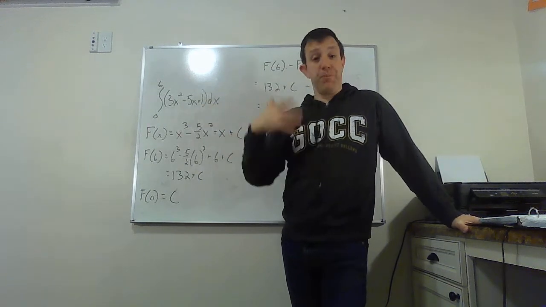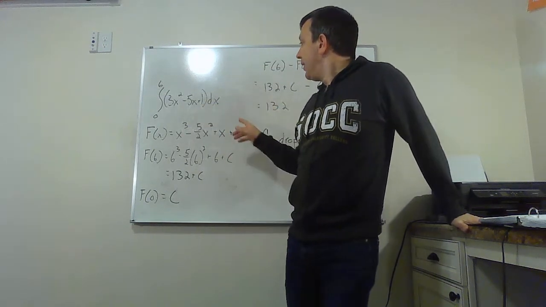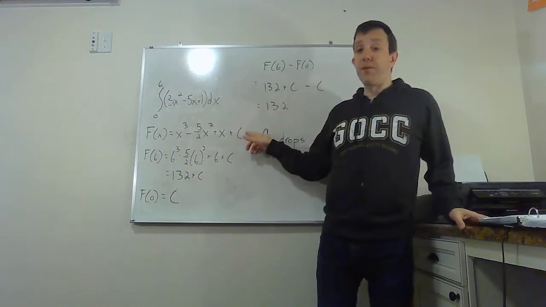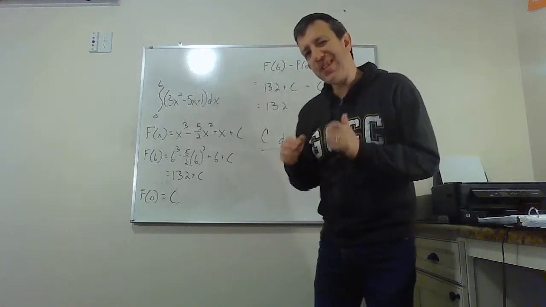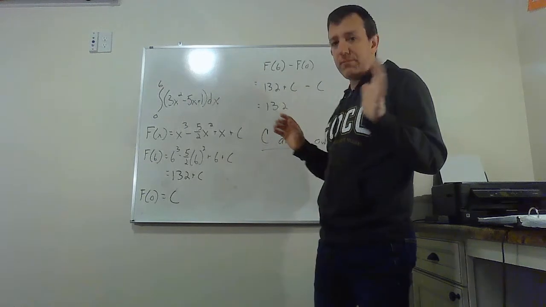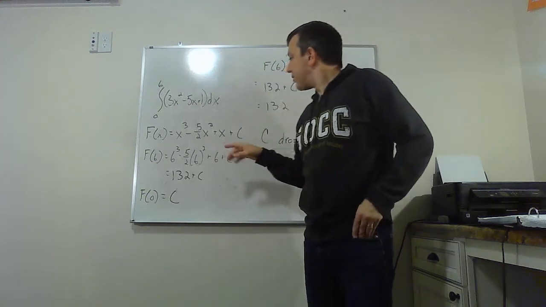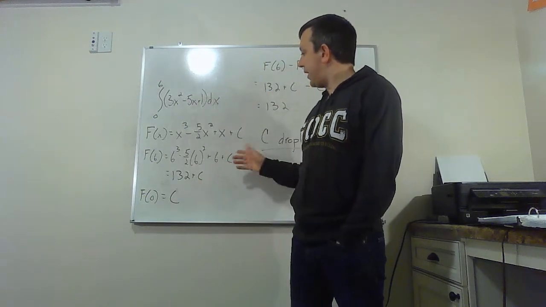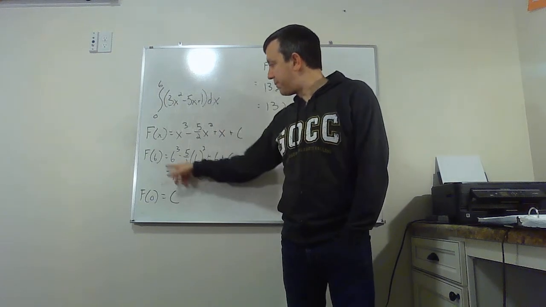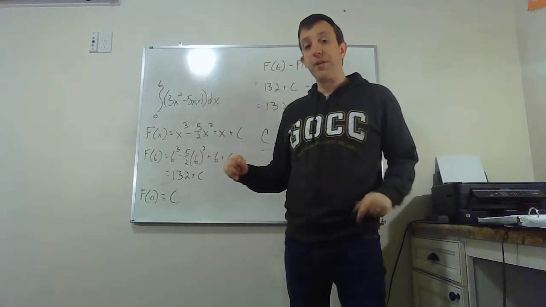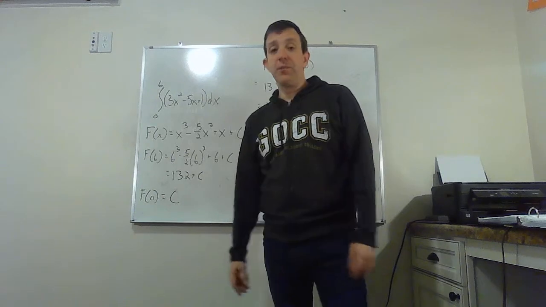There are no x's, we put it back in, and we get x, and then we don't forget our c, except as we're going to see, we don't need it. And we'll see why in just a second. So then I plug in 6 and 0. And if I do that, you can work it out for yourselves. But for F of 6, we get 132 plus c, and for F of 0, we get c.